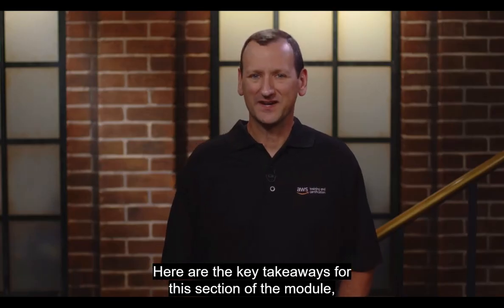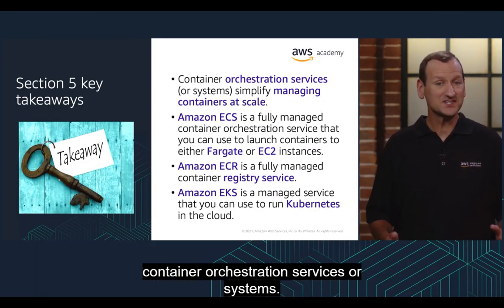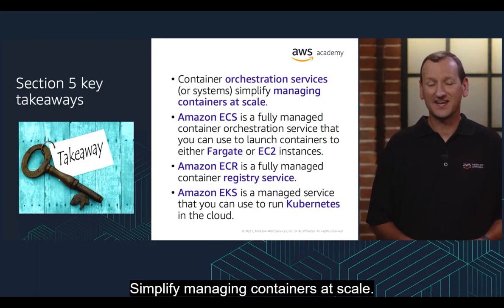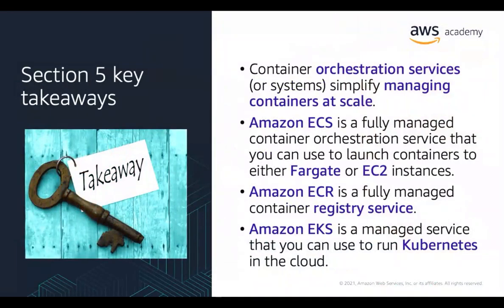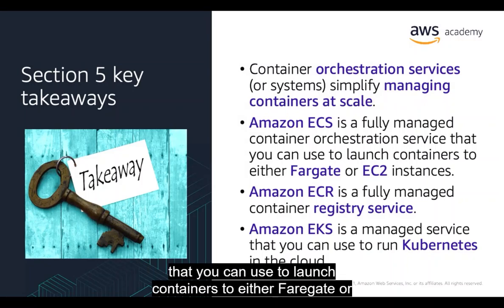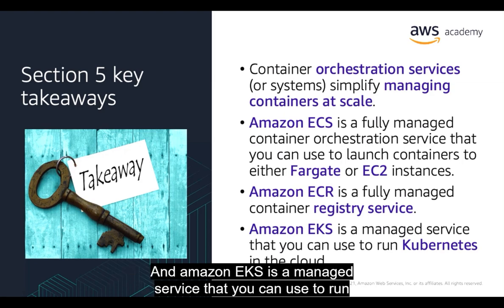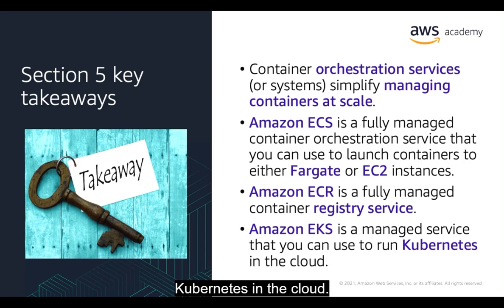Here are the key takeaways for this section of the module. Container orchestration services, or systems, simplify managing containers at scale. Amazon ECS is a fully managed container orchestration service that you can use to launch containers to either Fargate or EC2 instances. Amazon ECR is a fully managed container registry service. And Amazon EKS is a managed service that you can use to run Kubernetes in the cloud.